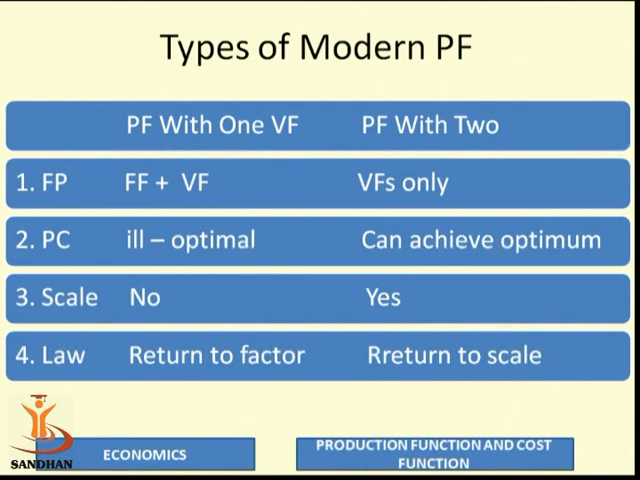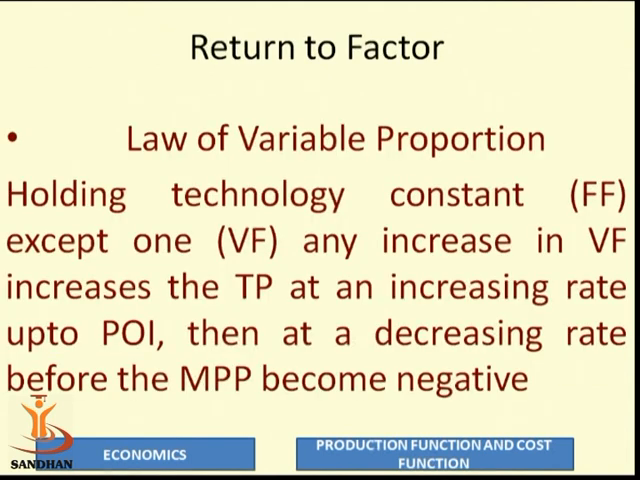Now scale. The question is, can we achieve scale in the short run? No, it's not possible. In the long run, we can achieve the scale. Scale means the volume of production. Now, the law governing the production function with one variable factor, we call it the law of returns to factor, also called the law of variable proportion. The law related to the long run, we popularly call it the law of returns to scale, or we can also call it the various IRS, CRS and DRS. Let us first come to the law of returns to factor, or popularly called the law of variable proportion.